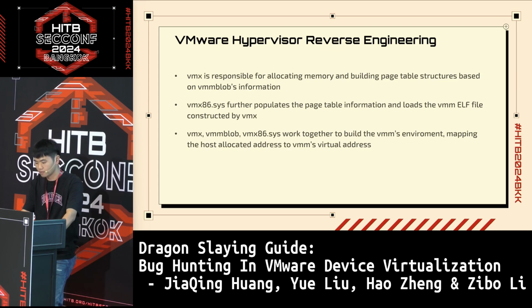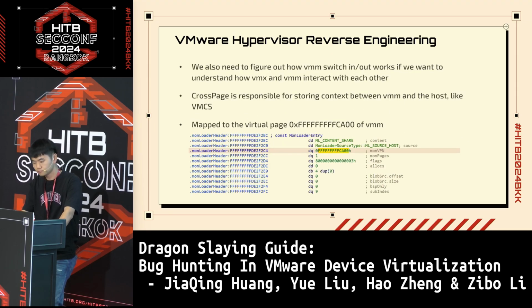VMM blob, VMX86.sys work together to build the VMM running environment. When everything is prepared, VMM should be able to directly access the memory allocated by the SharedArea module. Now we have figured out how the SharedArea module works.